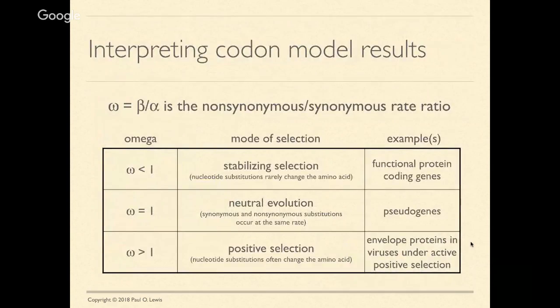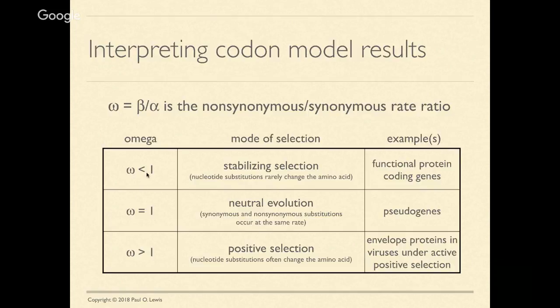So codon models are cool. They're expensive to calculate, but they're cool because they give you this insight into selection. If we let omega equal this ratio of non-synonymous to synonymous rates, you can review what I talked about earlier with transitions and transversions to understand the difference there. But this is the rate ratio, and if you look at that rate ratio, it tells you something about the mode of selection.